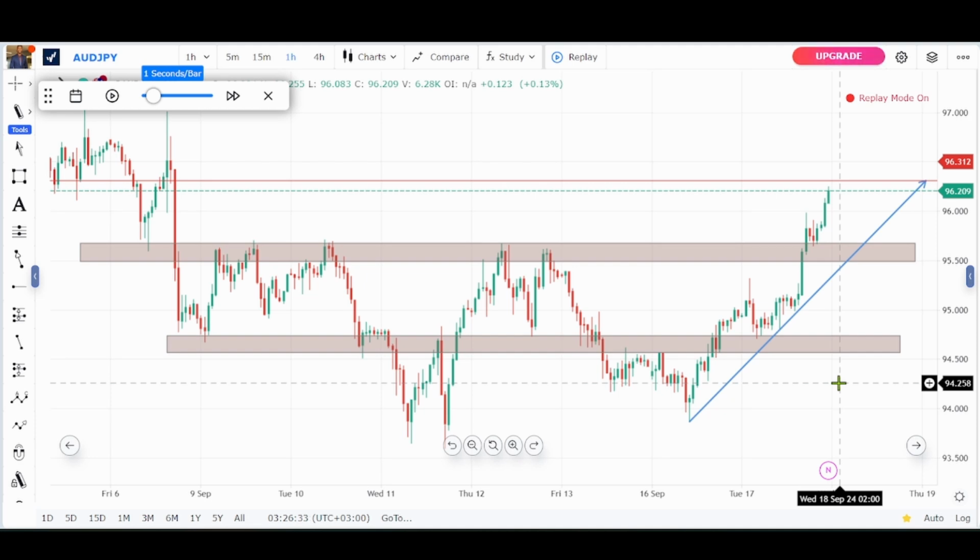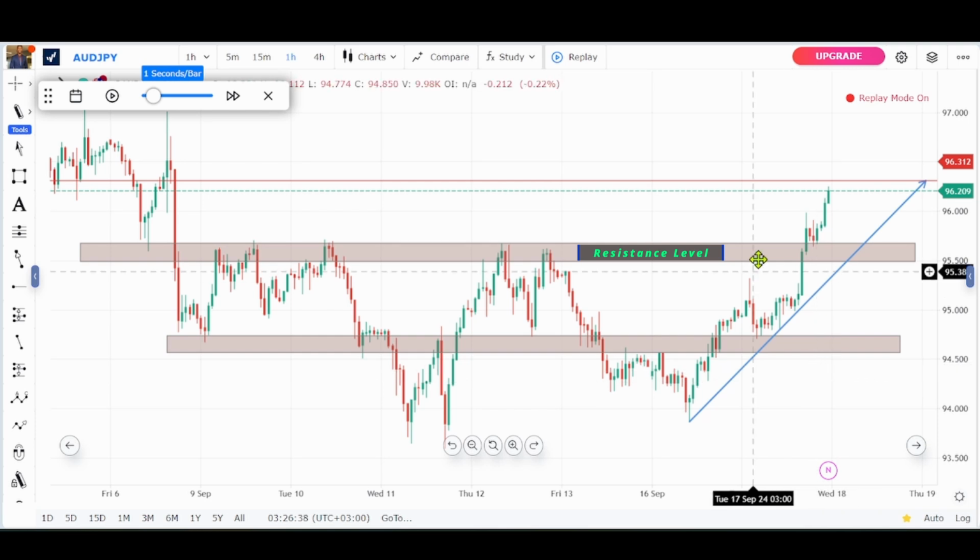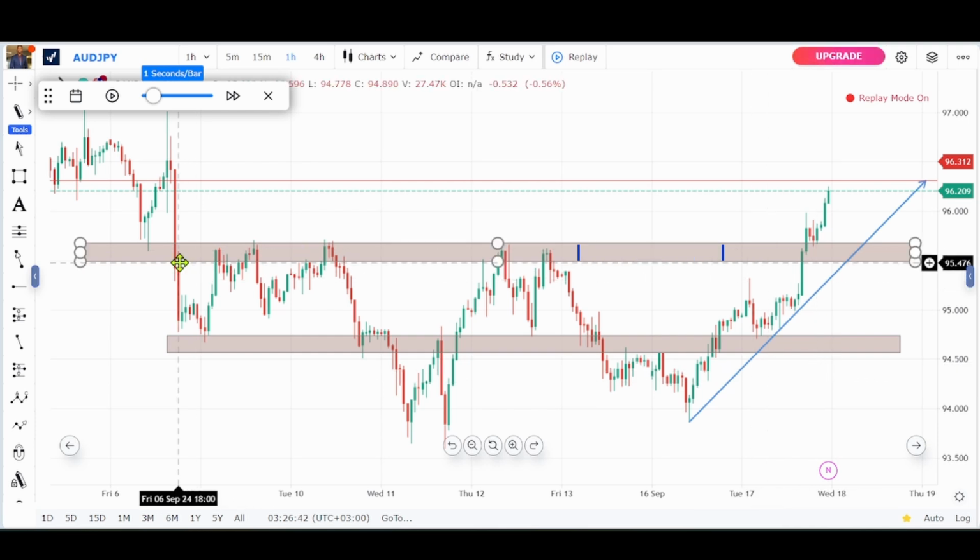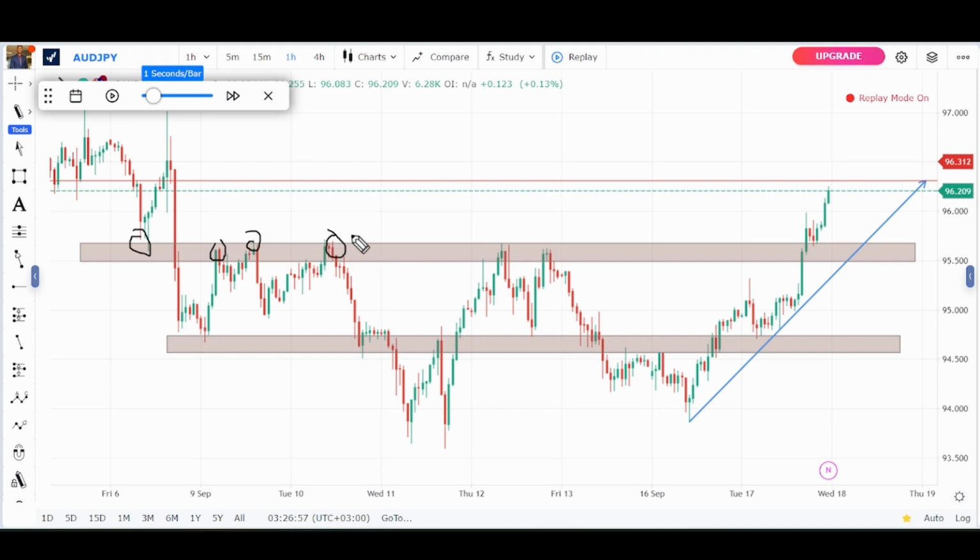Now we need to see whether this level has been tested several times. This was our previous level, and we can see that this level has been tested 5 or 6 times. Let's see, 1, 2, 3, 4, 5, 6 times.